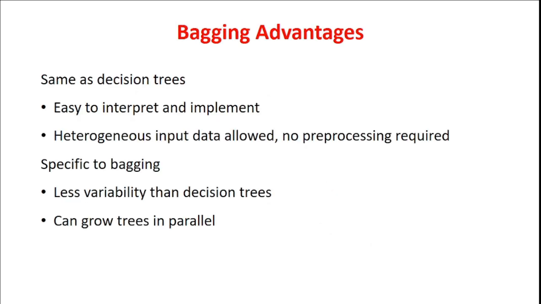And what's the advantage of bagging? It is easy to interpret and implement. Heterogeneous input data is allowed. No pre-processing is required. And the main merit of bagging is that you can grow n number of trees in parallel, with less variability than a single decision tree.